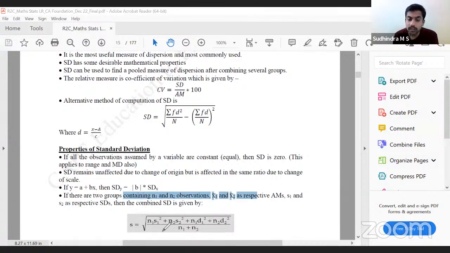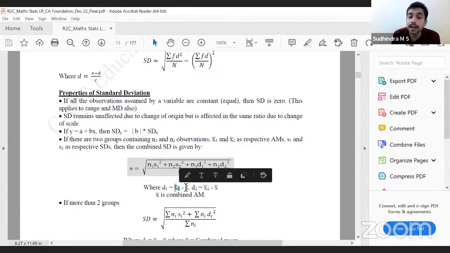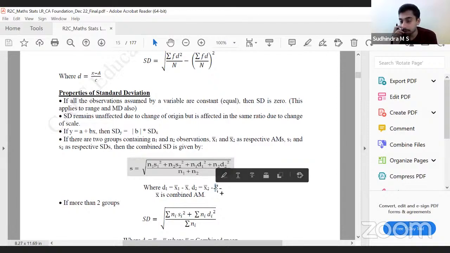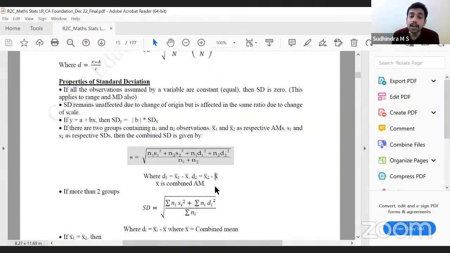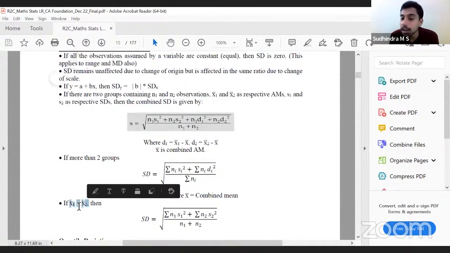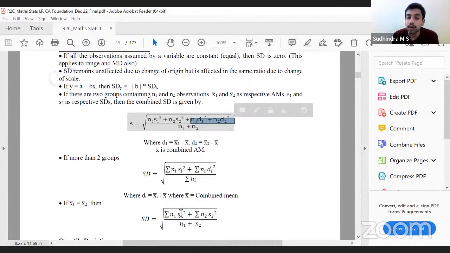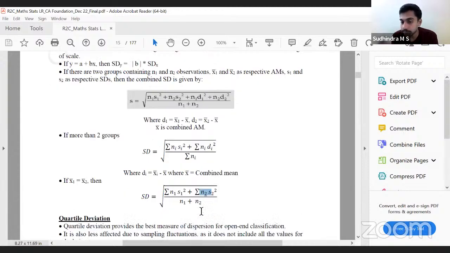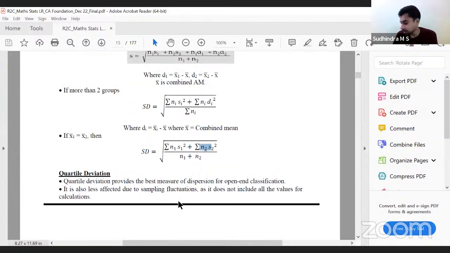Here we all know what is s1 and s2. What is d1? What is d2? We get d1 by considering x1 bar minus combined arithmetic mean. d2 is x2 bar minus combined arithmetic mean. However, if x1 bar and x2 bar are equal, in that case the combined arithmetic mean will also be equal to x1 bar and x2 bar, then we will not have d1 and d2. So in that case, it will only be square root of n1 s1 square plus n2 s2 square divided by n1 plus n2. That is how we calculate combined standard deviation.